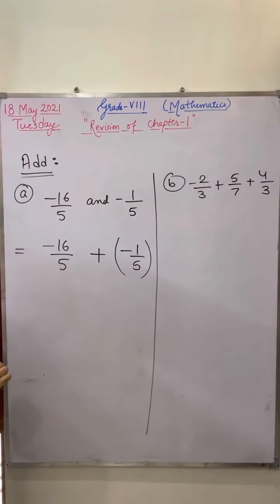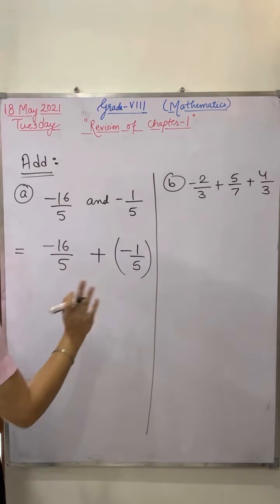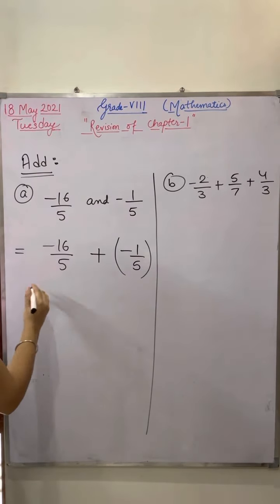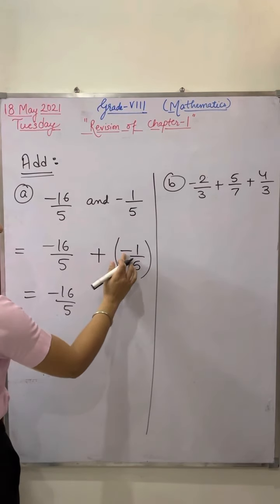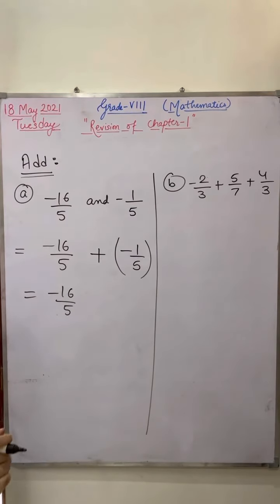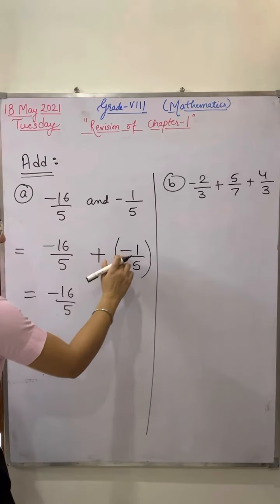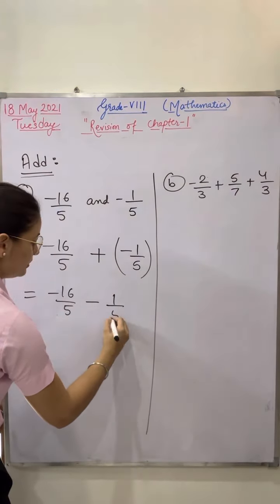Two signs cannot come together, so you have to put a bracket. Now the first term will be as it is. Now this is plus and minus. Now which sign should come here? Ma'am, minus. Very good. Everyone listen carefully. Plus minus will become minus. And 1 by 5 will come here.